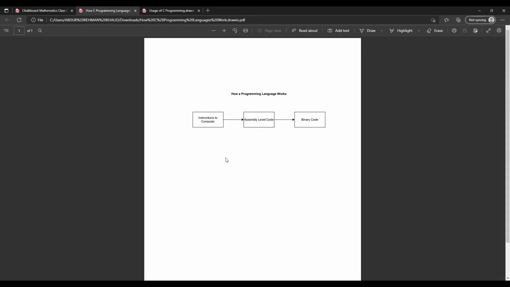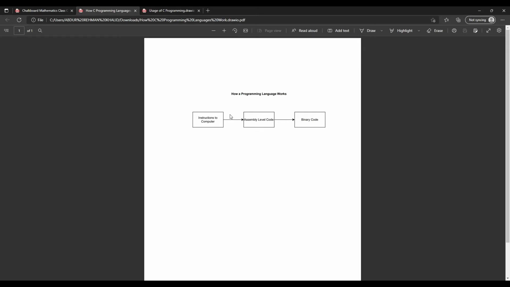So, first of all, we have some instructions that we want the computer to execute, and we write those instructions in a programming language. There are basically two types of programming languages. The first one is the low level programming language and the second one is the high level programming language. The low level programming languages consist of assembly language and binary code, and the high level programming languages are more close to human understandable language.